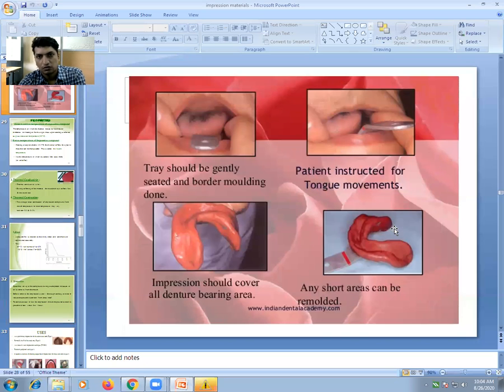Now, see, I have placed this tray into the patient's mouth. I have done some movements, tongue movements, and this is how I get the impression. This impression is known as the preliminary impression. This is the first step of your denture fabrication.